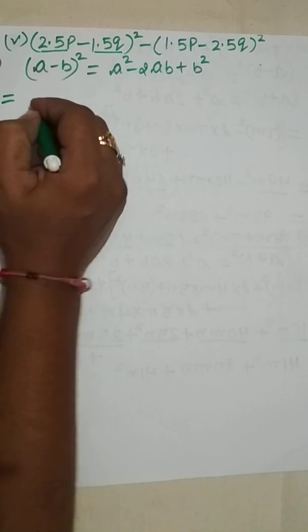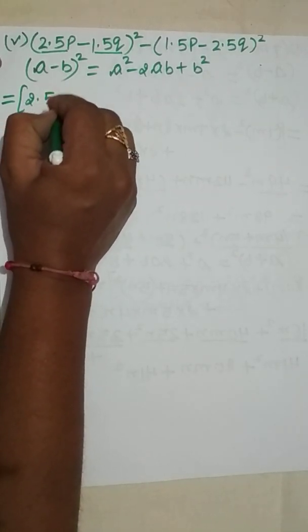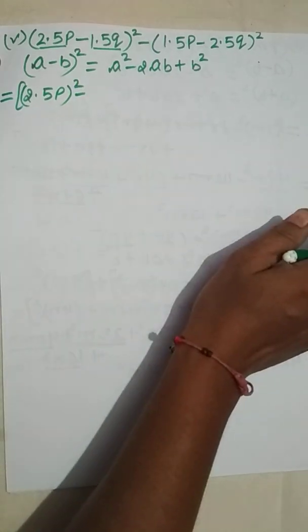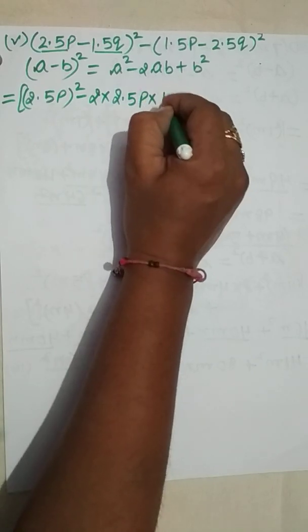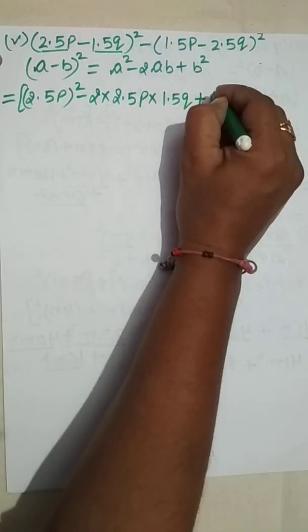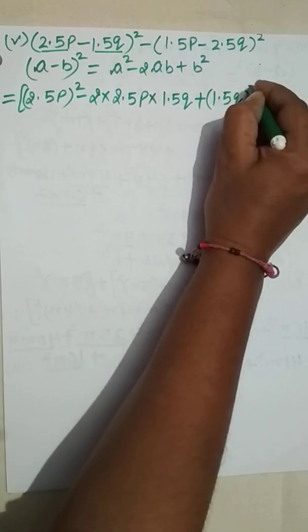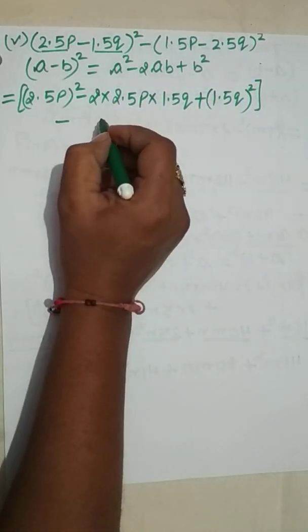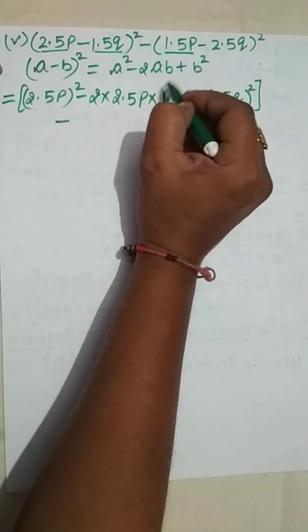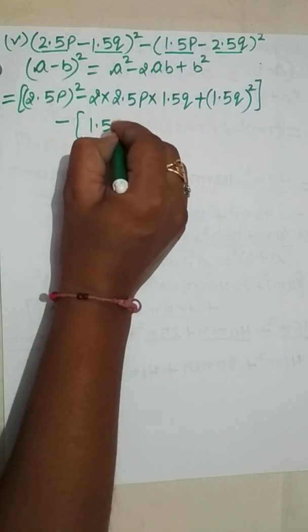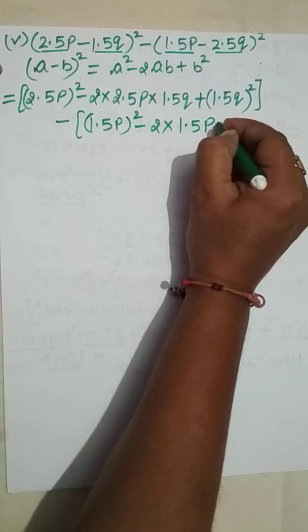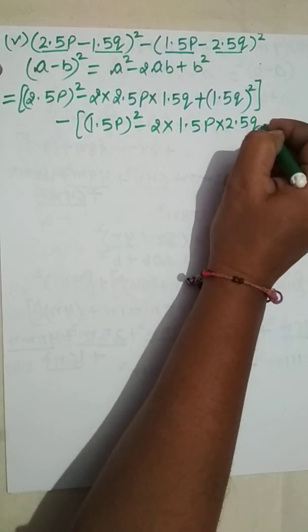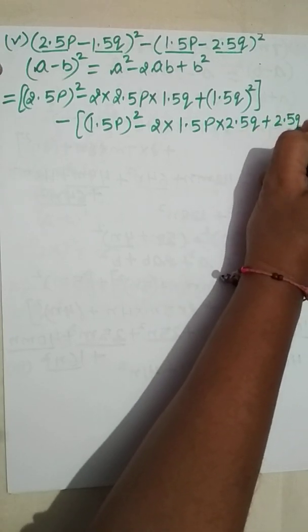Substitute the values. This is (2.5p) whole square minus 2 multiplied by 2.5p multiplied by 1.5q plus (1.5q) whole square, minus, here the value of a is 1.5p and b is 2.5q. So this is (1.5p) whole square minus 2 multiplied by 1.5p multiplied by 2.5q plus (2.5q) whole square.